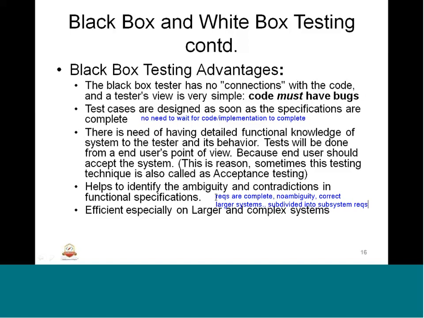Sometimes while writing the test case itself, we will come to know there are problems with the requirements: that a requirement is contradicting other requirements, that it has an ambiguity in terms of its completeness, or that the requirement is not completely written such that it can be tested. The other aspect of the requirement is that it should be written such that it can be tested. This is a very important thing that the developer has to take care of. So these are some of the advantages of black box testing. Why we need all this is because it is efficient for larger or complex systems.